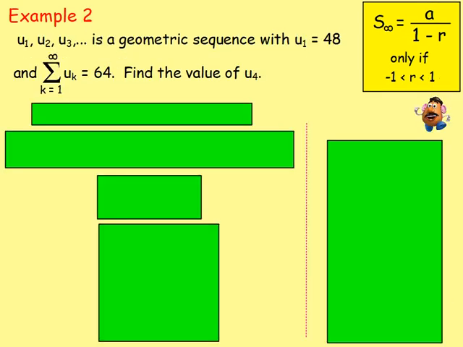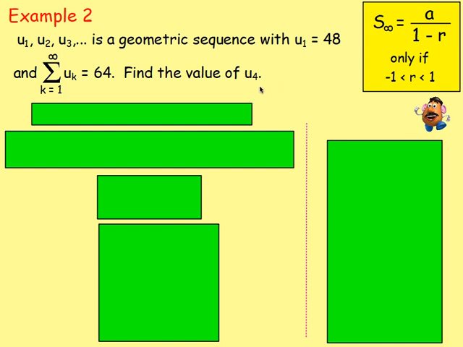Example 2, U1, U2, U3. That is a geometric sequence with U1 equal to 48, and the sum of Uk, going from k equals 1 all the way up to infinity, equals 64. Find the value of U4.